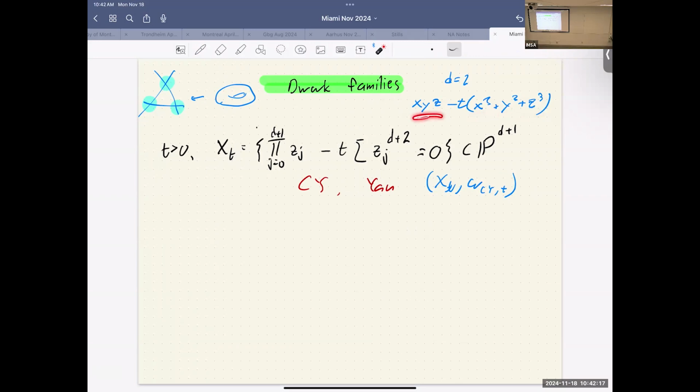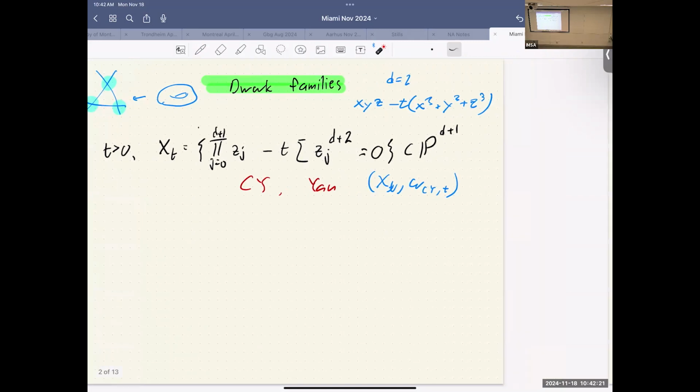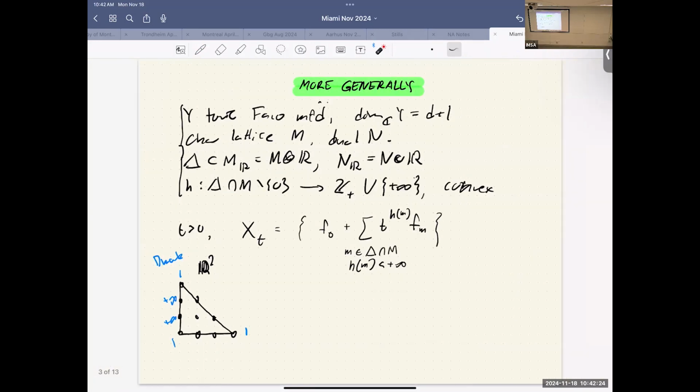And then we have this torus invariant section F0.